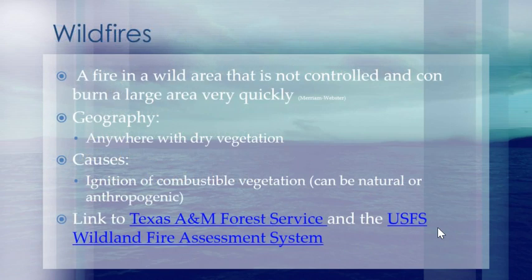We're just going to talk briefly about this. It's kind of obvious. It's a fire, right? That's not controlled and can burn a large area very quickly. So the geography is going to match the drought geography, but it doesn't necessarily have to be an area that has drought. It just has to be an area that's got dry vegetation. The cause is the ignition of combustible vegetation. It can be a natural thing caused by lightning, for instance, or it can be anthropogenic.